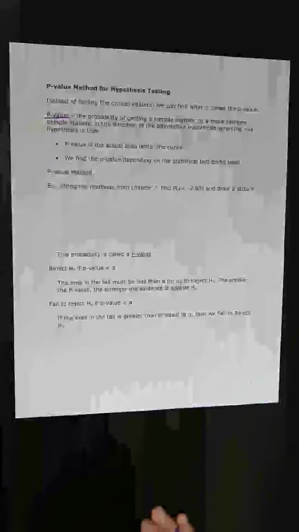So the p-value is a probability. We did work with probability in chapter 5. It's the probability of getting a sample statistic or a more extreme sample statistic in the direction of the alternative hypothesis when the null hypothesis is true. So p-value, it's a probability, it's the area under the curve. And we find it depending on the statistical test being used. So it will vary if we're working with a mean where we have t-scores and t-values, or if we're working with a proportion where we have z-scores, z-values.